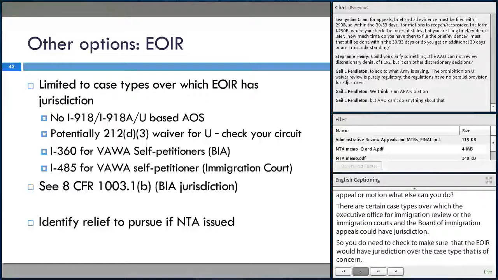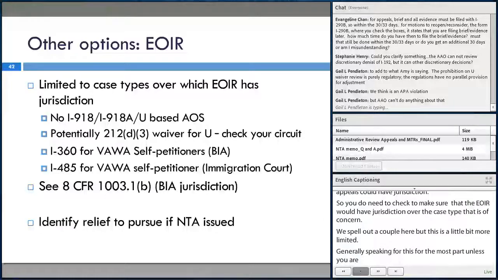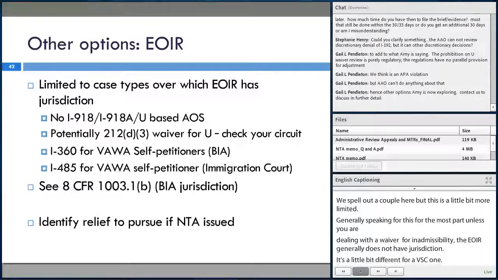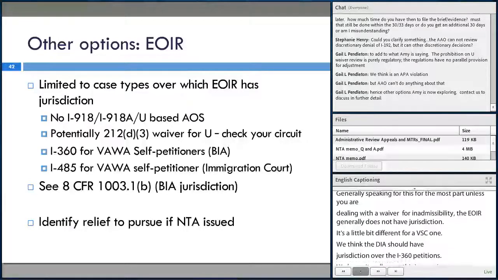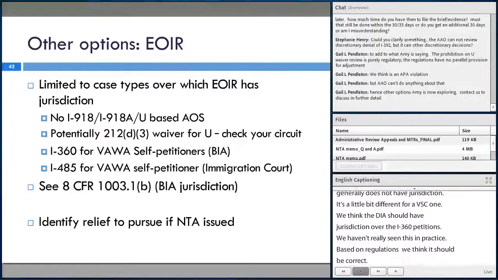So generally speaking for U's, for the most part, unless you're dealing with a 212(d)(3) waiver for inadmissibility, EOIR generally does not have jurisdiction. It's a little bit different for VAWAs. We think that the BIA should have jurisdiction over I-360 VAWA self-petitions. We haven't actually seen this in practice, but based on the regulations, we think that this should be correct. So if you guys are doing a BIA appeal of an I-360 denial, we definitely would be interested in helping you with that and thinking through the strategy and the arguments for that.